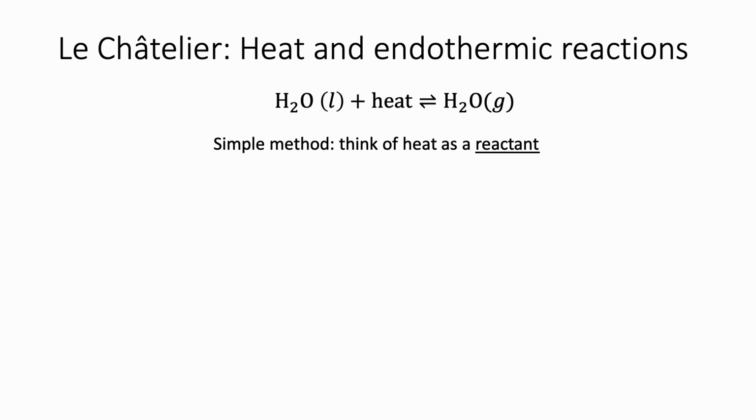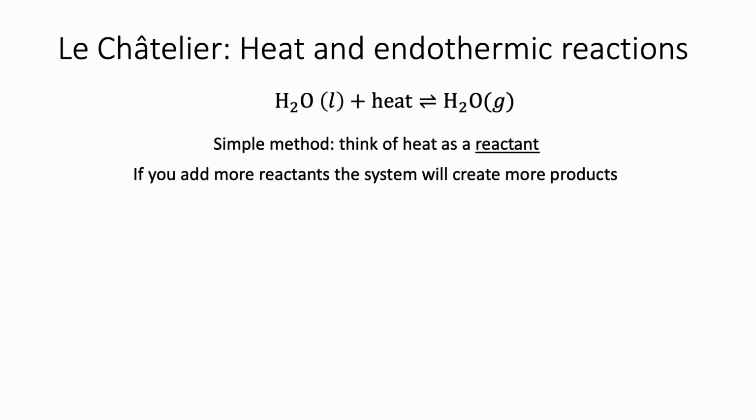From Le Chatelier's principle point of view, if we think of heat as a reactant, where one reactant is liquid water and the other is heat, and that gives us a product of gaseous water, then by our high school version, we can just say, okay, here's what happens when we put heat into the system. That's a reactant, and then the system will shift to make more products. So adding heat means more water will evaporate, and that makes a lot of theoretical sense to people. If you add more reactants, the system will create more products.